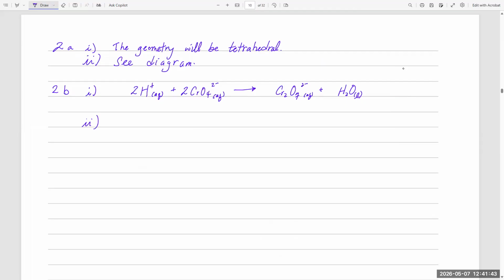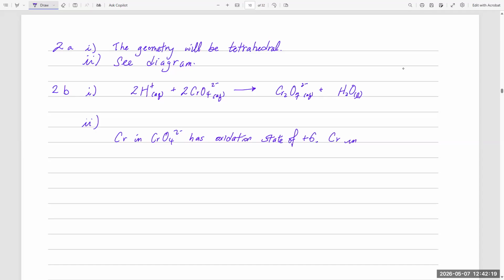Chromium in CrO4 2 minus. What is that? Oxygen is minus 2 times 4, that's minus 8. But all but minus 2 is going to be neutralized. So therefore, chromium must be plus 6 oxidation state.